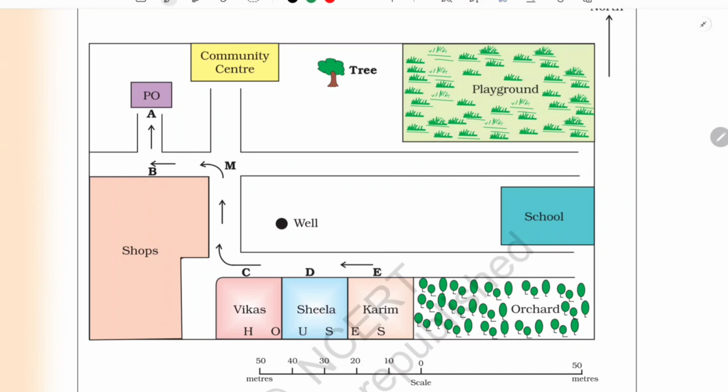You can see the playground, you can see the tree, you can see the community center, you can see the shop over here, you can see the school, isn't it? So this is a large scale map. Okay, so here what was the first direction they have asked us to do? They have asked us to see the playground, isn't it? From the community, the playground.